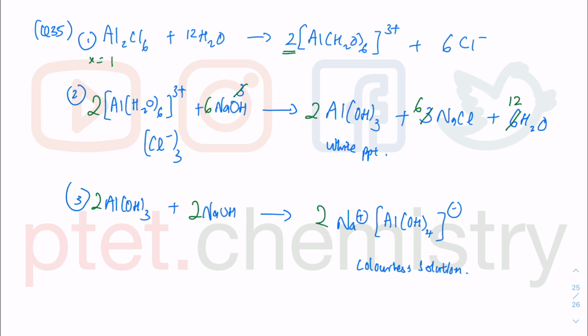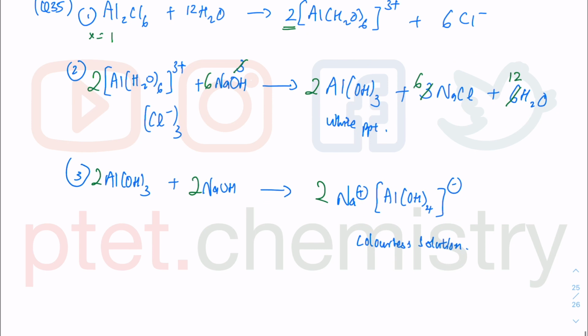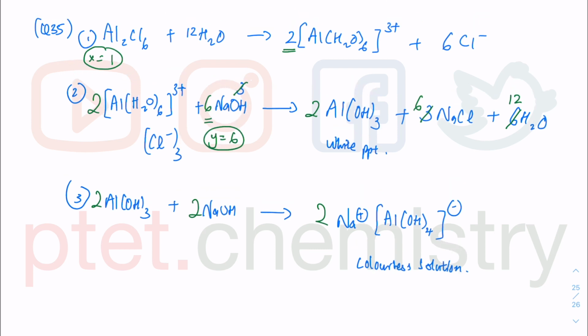All right, so let's look at option 2. If X is equal to 1, so if I have X mole of these, how many mole of sodium hydroxide do I need? I need 6 mole, provided that this is 1 and that gives you 2 and this is 2 from here, that requires 6 mole of it. All right, so let's check option 2.